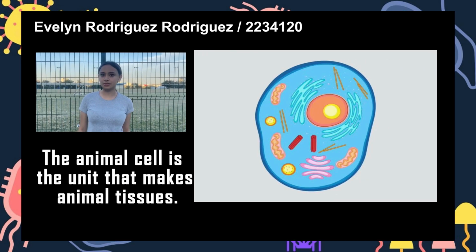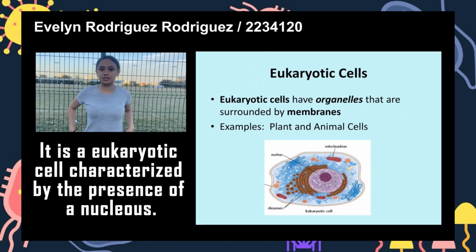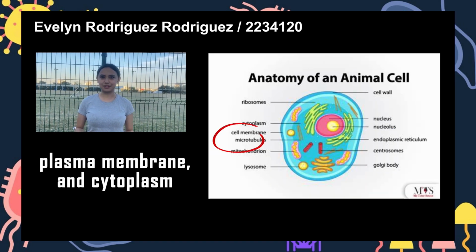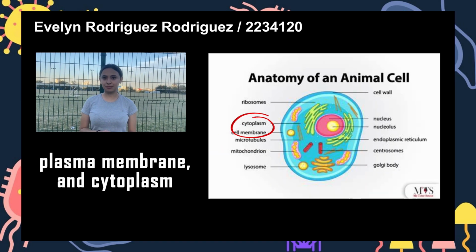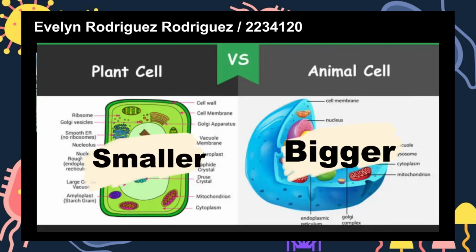An animal cell is a unit that makes up animal tissues. It is a eukaryotic cell characterized by the presence of a nucleus, plasma membrane, and cytoplasm. It differs from the plant cell by the absence of a cell wall and chloroplasts. In addition, smaller and more abundant cells can be found compared to those of plant cells.